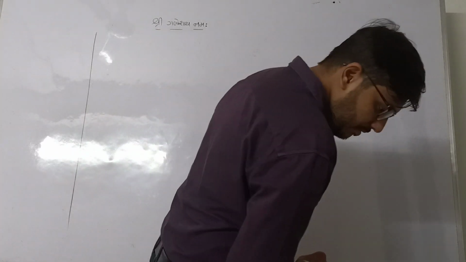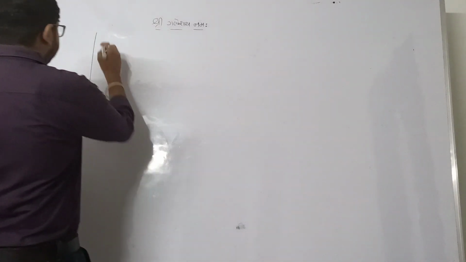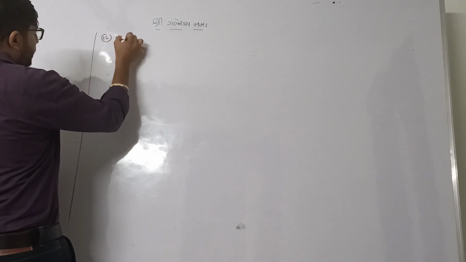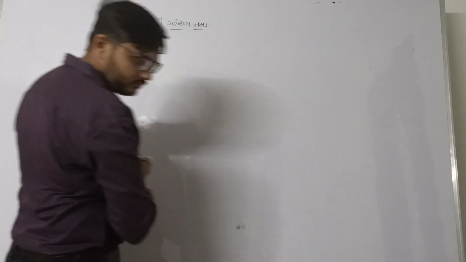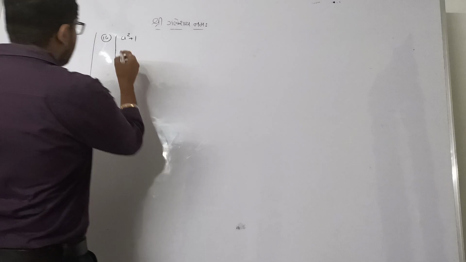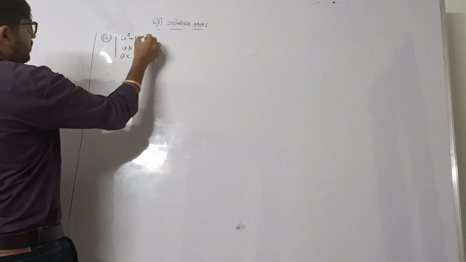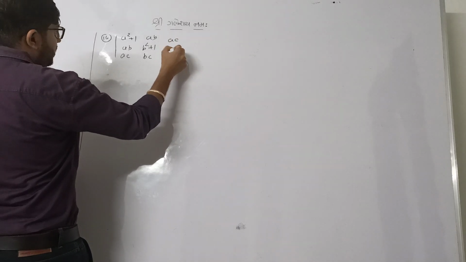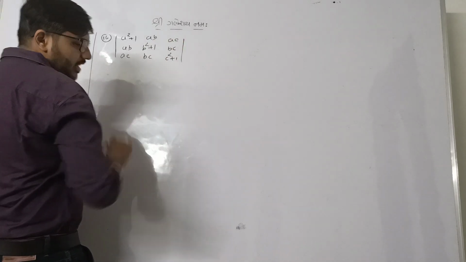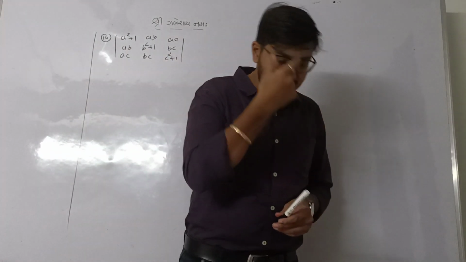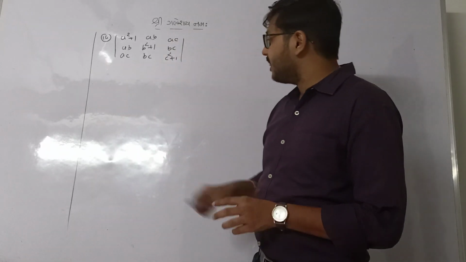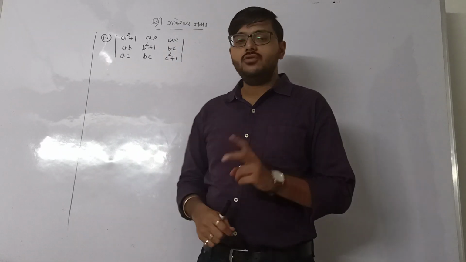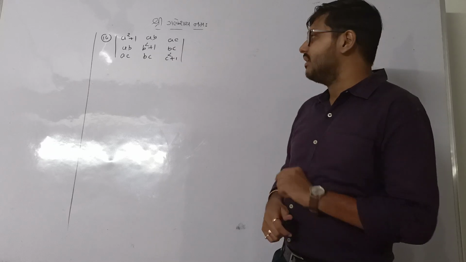Okay, let's talk about number 14, which has a square plus 1, AB, AC, AB, b square plus 1, BC, AC, BC, c square plus 1, and we have to prove 1 plus a square plus b square plus c square. For this question, I give you 2 rules. Okay, this is a particular question.